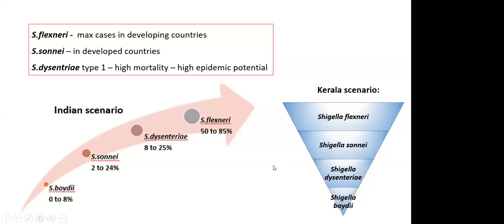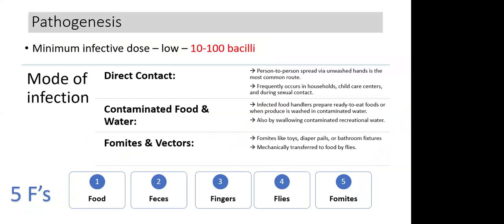Moving on to the pathogenesis of shigellosis, as already mentioned, this is highly infective with a minimum infective dose as low as 10 to 100 bacilli. The main mode of infection for shigellosis is direct contact. That is, person to person spread via unwashed hands, which is the most common route, frequently occurring in households and childcare centers, with cases developing mainly with the resistant Shigella strains.